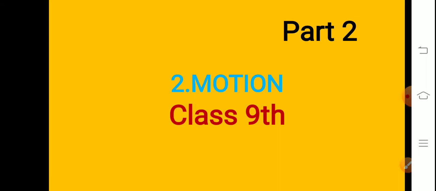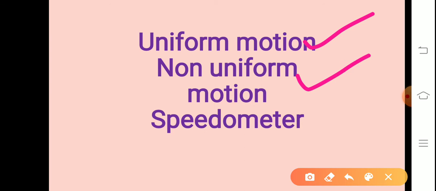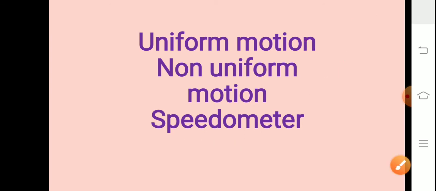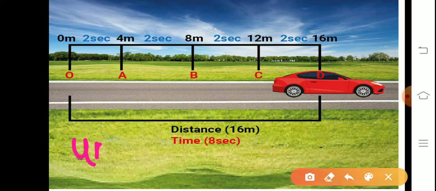We already started learning motion from class 9th, and this is part 2. In this video, we are going to learn about uniform motion, non-uniform motion and finally the speedometer. Let's start with uniform motion. Here is the example. Before that, let me give the definition of uniform motion.